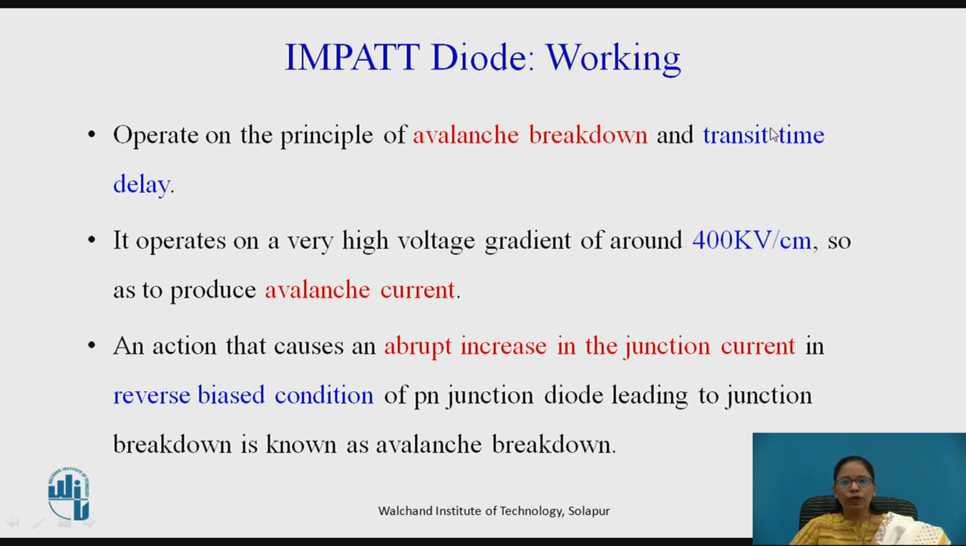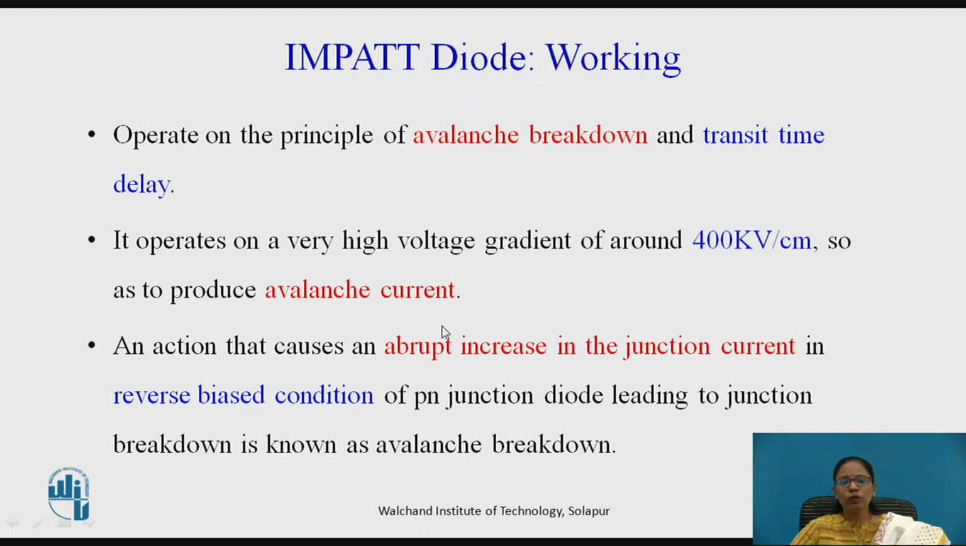Let us look at the working of IMPATT diode. IMPATT diode works on the principle of avalanche breakdown and transit time delay. It operates on a very high voltage gradient, around 400 kilovolts per centimeter. So when we provide such a high reverse bias, where it generates 400 kilovolts per centimeter, then it produces avalanche current.